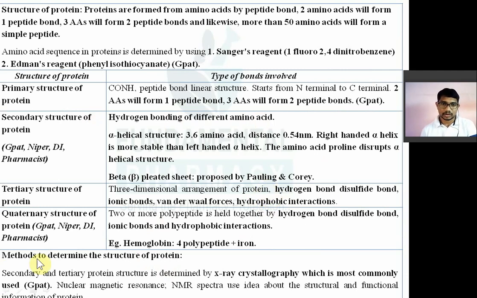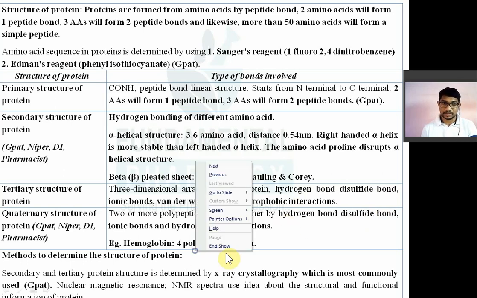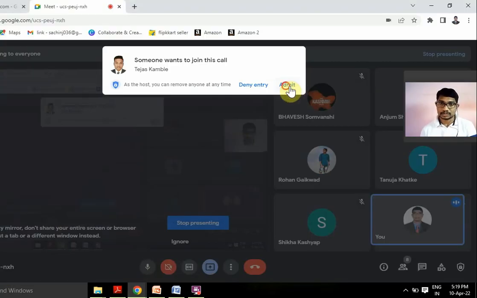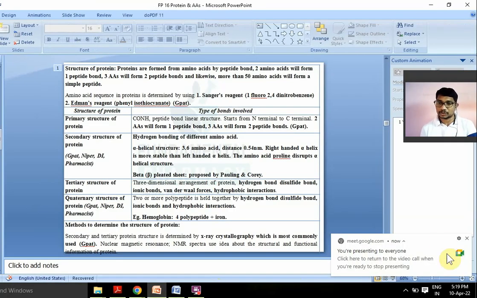ठीक है, quaternary structure में क्या होता है, कौन सा bond होता है. So primary structure में सिर्फ क्या रहेगा, आपका peptide bond रहेगा. Secondary structure में peptide bond along with the hydrogen bond. Remember, secondary structure is stabilized by hydrogen bond. Tertiary and quaternary structures, they are stabilized by hydrogen bond and disulfide. ठीक है, disulfide plus hydrogen bond से ये stable हो जाता है. And remember, X-ray crystallography is used for determination of structure of tertiary and quaternary structure of your protein. That is important, इसके ऊपर GPAT 21 में क्वेश्चन आया, बोला है मैंने ऑलरेडी.